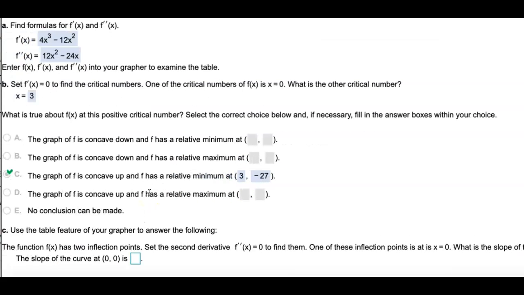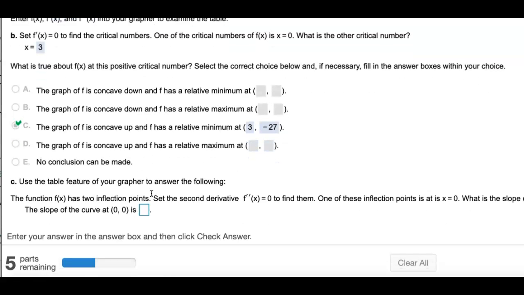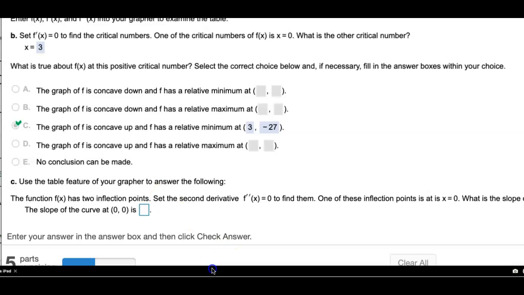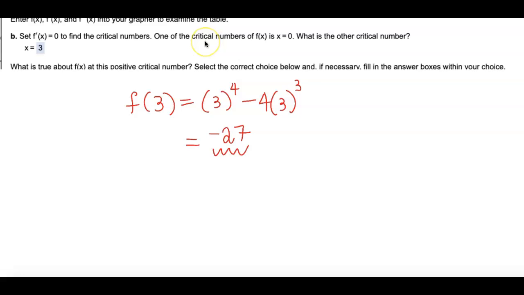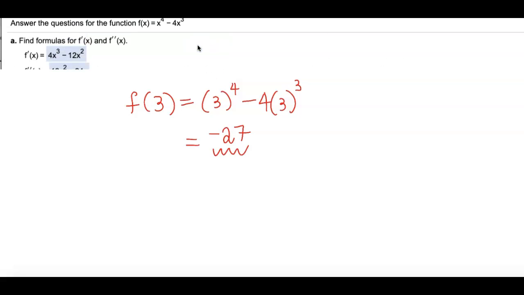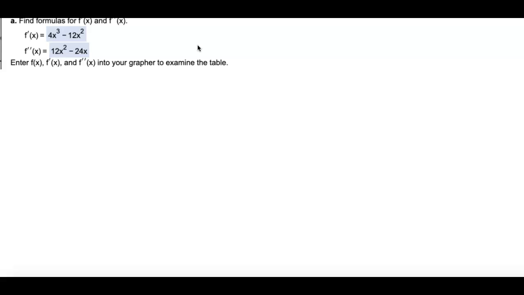Use the table feature of your grapher to answer the following. f of x has 2 inflection points. The second derivative, f double prime of x, to find them. Okay, I will. So the second derivative we found already was right there. I don't know if you guys can see it. I'll write it big on my notepad, okay? f double prime of x is 12x squared minus 24x.